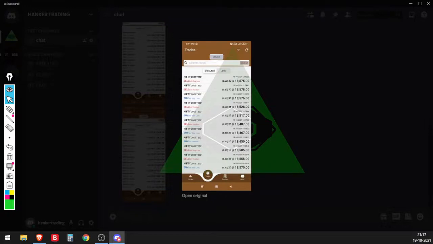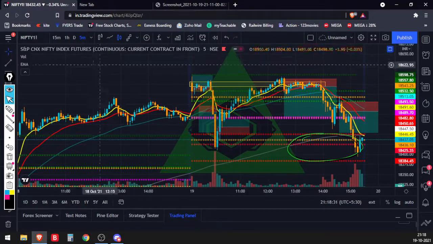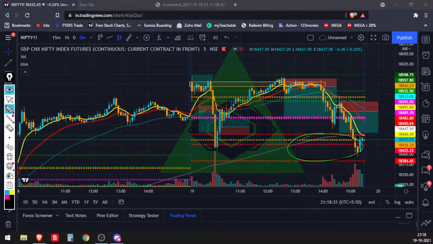Do you see the time of execution as 9:20? Let me see, is it possible to zoom it? Here you go. In the morning, what I did was buy some quantities at the price of 18,570. Let me show you on this chart. The reason that made me buy here was a pin bar, and we have a gap up strategy.